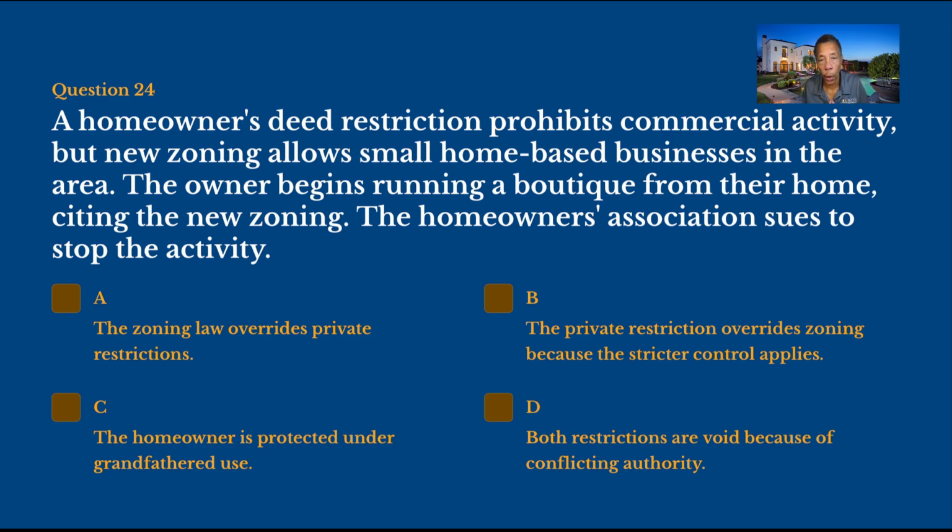What is the rule here? Anytime you see the stricter one prevails, when there's a conflict between private and public, that is going to be your answer. Guys, we don't care if the zoning was better. We don't care if the deed restriction was better. It's private and public. They're conflicting. So the answer here is going to be B. The private restriction overrides the zoning because it is stricter than the zoning.